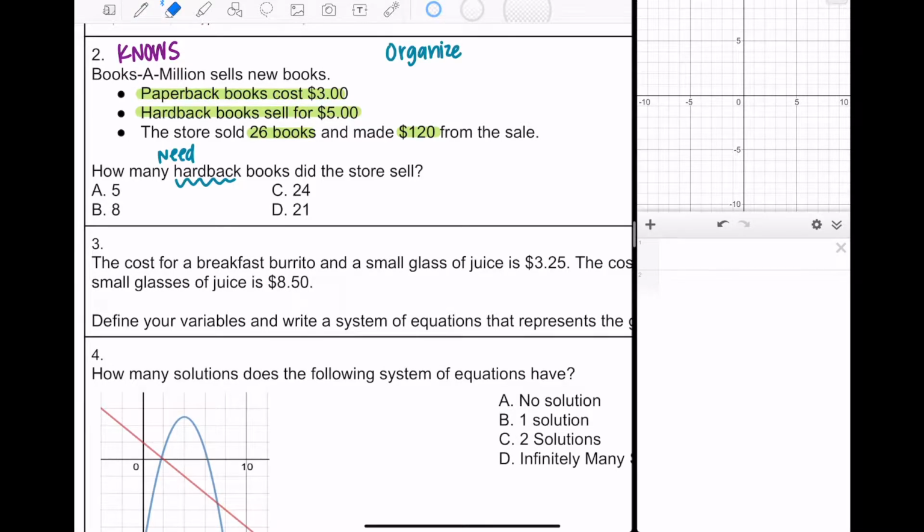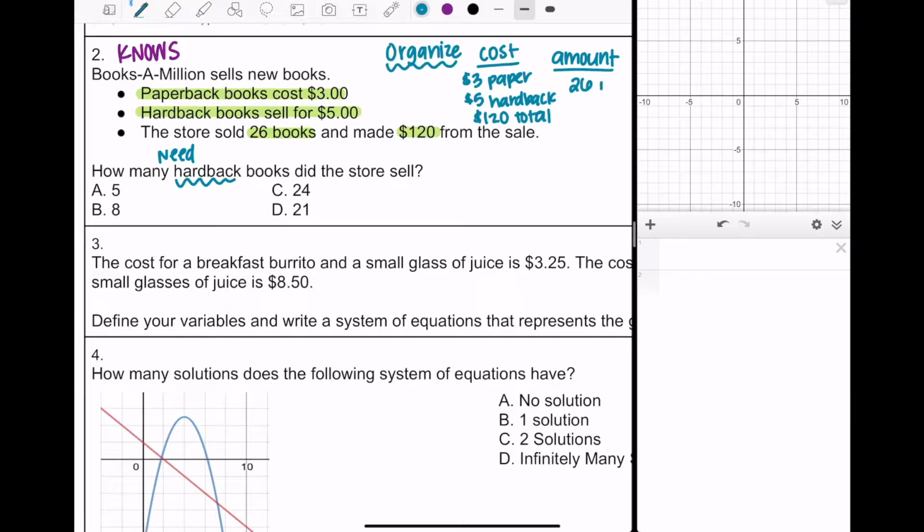Okay, so to organize this information, we want to know something about the cost or the money involved with the books, and then something about the number of the books total. So those are the two different things going on here. So we have $3 per paperback book, and then $5 per hardback, for a total of $120. Then as far as the amount of books, there were 26 books total.